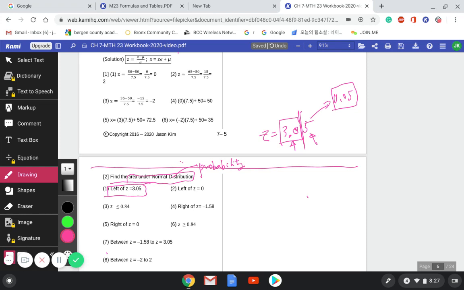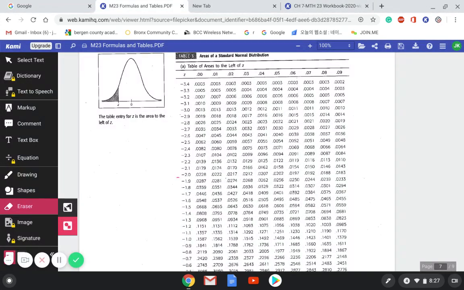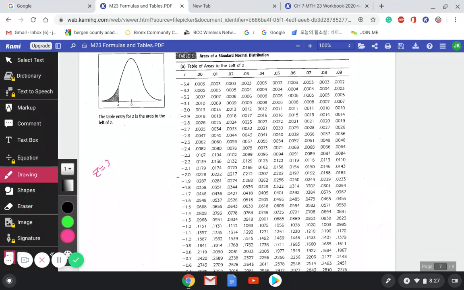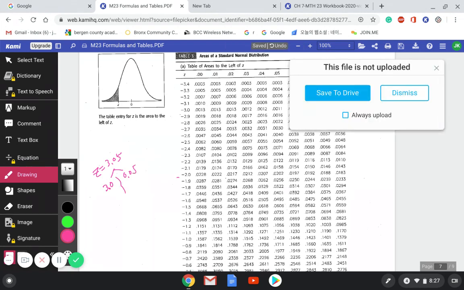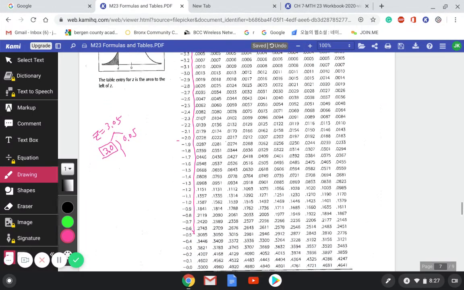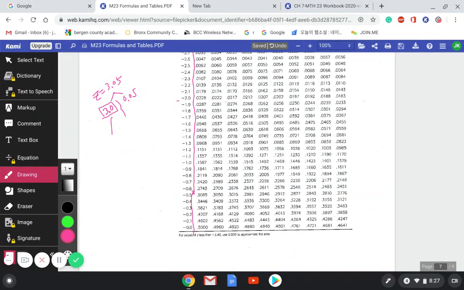Now if you go to table number 3, which looks like this, we were looking for the z value of 3.05. From there, you go to 3.0 and 0.005. You divide that into 2. So that becomes a z, this. Start from negative 3.4, and then you have to keep going until you hit 3.0.